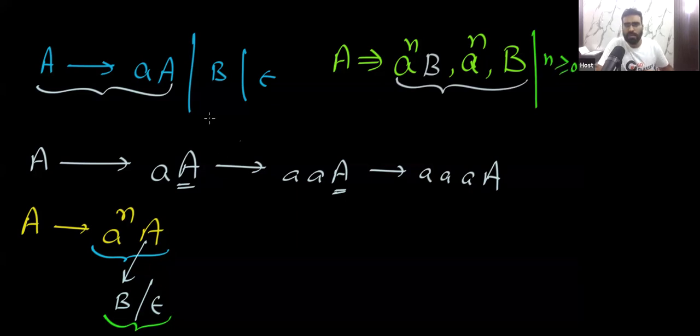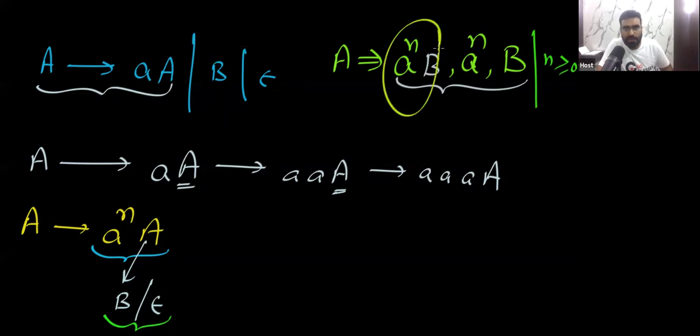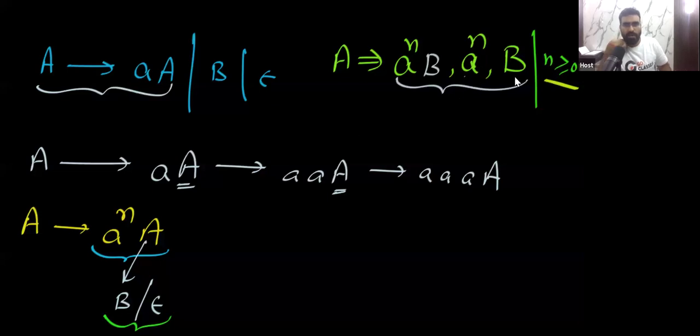Is this clear? You can easily see n is greater than equal to 0, because remember we can generate epsilon also, we can generate B also. So n is greater than equal to 0, because I can generate B. That is the reason n is greater than equal to 0. So this is what A is generating: A power n B, or A power n, or B.